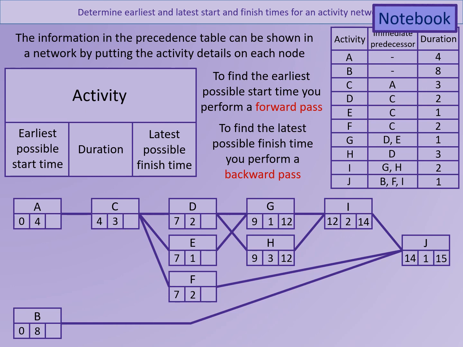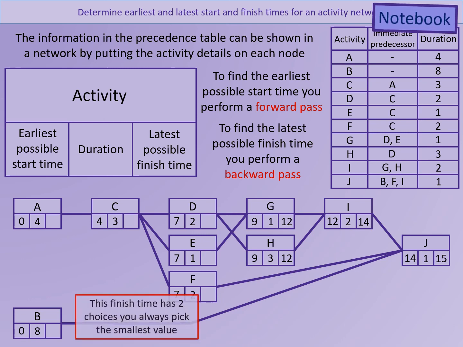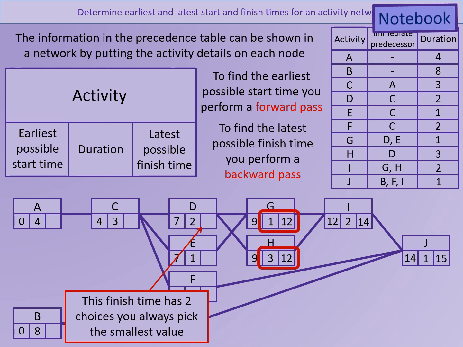If we now look at activity D, we can see that activity D has two activities after it. It has G and H. If we do the subtraction for G, we get 12 take away 1 is 11, and for H we get 12 take away 3, which is 9. In this case, we have to take the smallest of those in order to ensure that there are no hold-ups. So the smallest of those is 9.